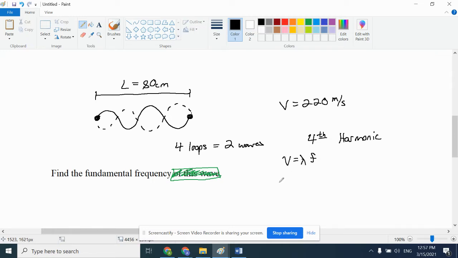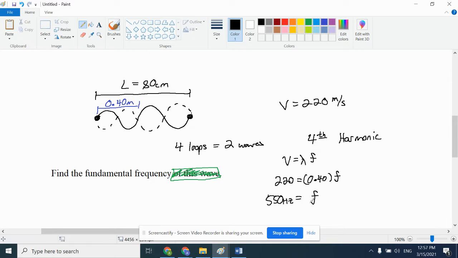V equals lambda f. The speed is 220. The wavelength is 40 centimeters. I have 2 full waves here, making 80. So one wave would be 0.4 meters or 40 centimeters. Now I can take my calculator. I'm going to go 220 divided by 0.4. I get 550.